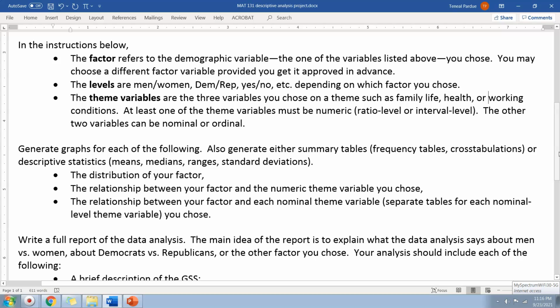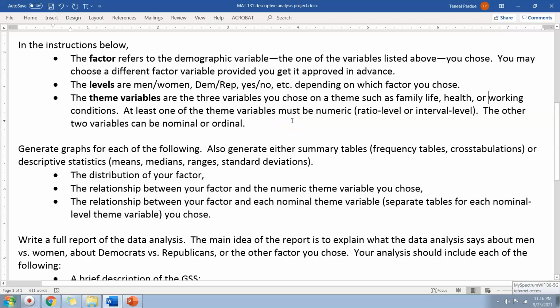So then, once you've chosen your factor and you've identified your levels, you're going to pick 3 variables on a theme. The theme can be something like family life, health, working conditions. There are so many variables in this data set, it's easy to find 3 that relate to each other. Okay? What I don't want you to do is just pick 3 variables at random that don't fit together. The idea is for us to get some insights related to overall family life or health or working conditions or something along those lines.